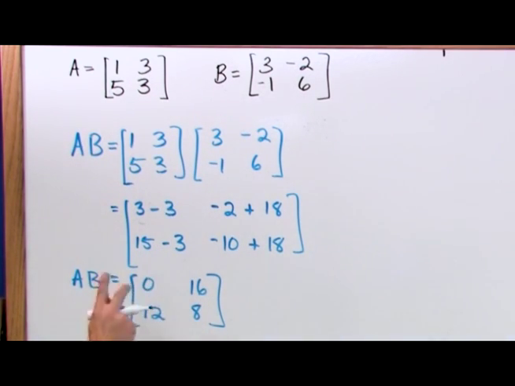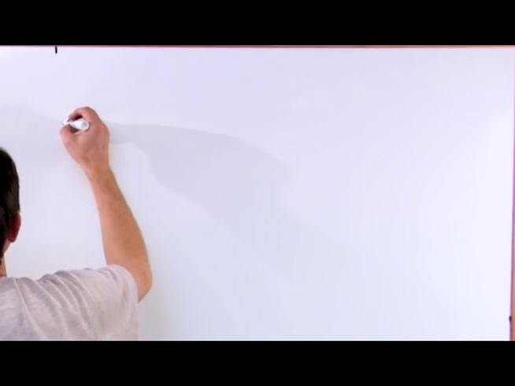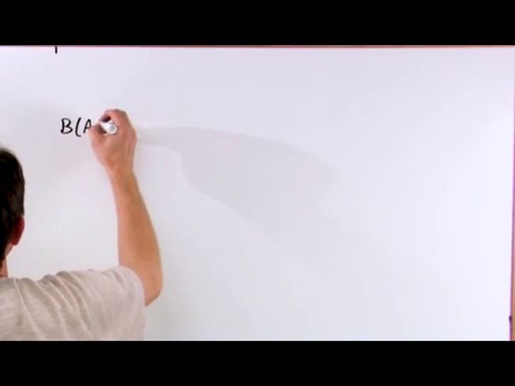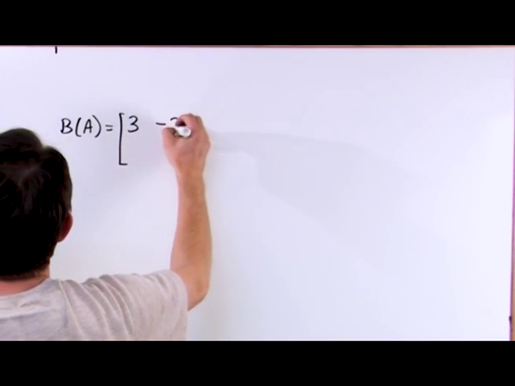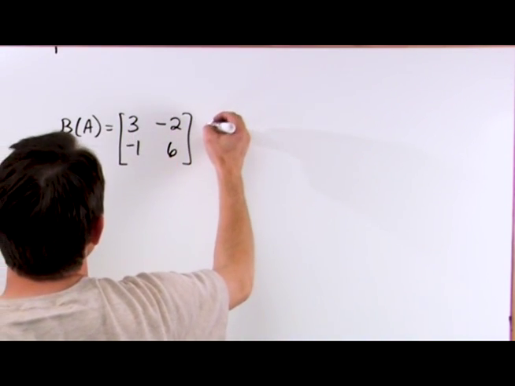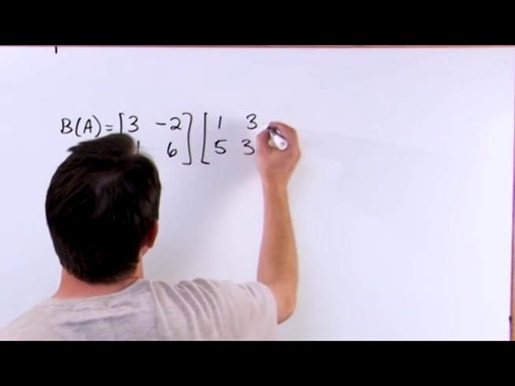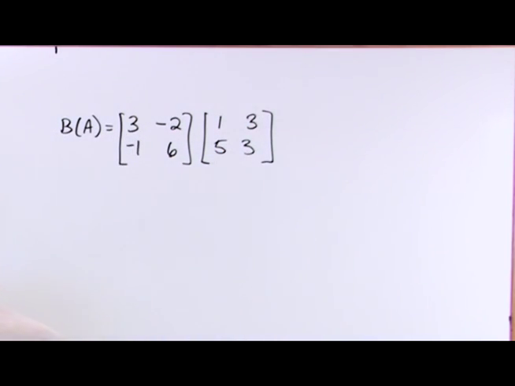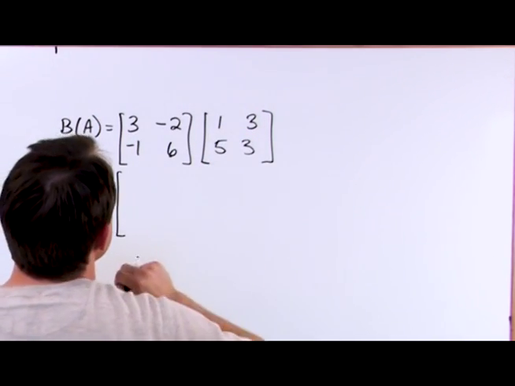Now let's go over here and flip the order, B times A, and see what we get, okay? So if I'm going to flip the order, I'm going to have B times A, and so B, I'm going to write down from over here, is 3, -2, -1, 6, and then A is 1, 3, 5, 3. So 3, -2, -1, 6, 1, 3, 5, 3. So I'm going to multiply these together and let's see what we get. We're going to go over and down, okay?